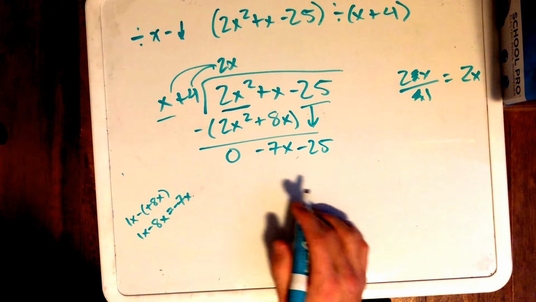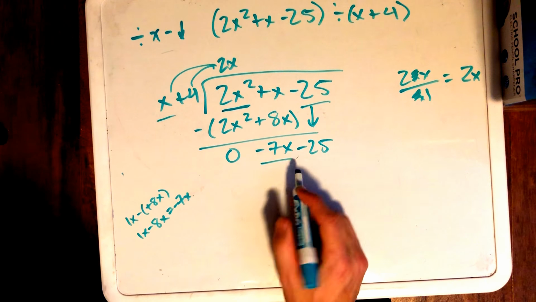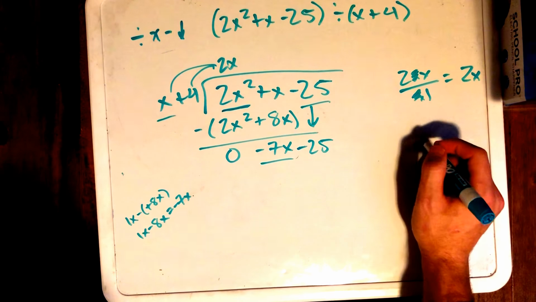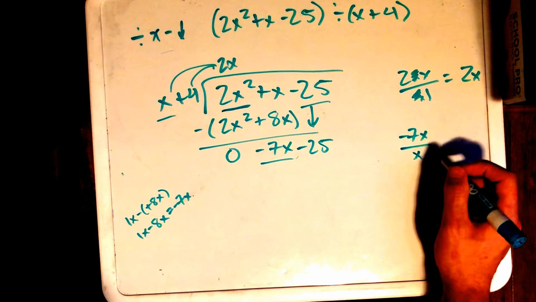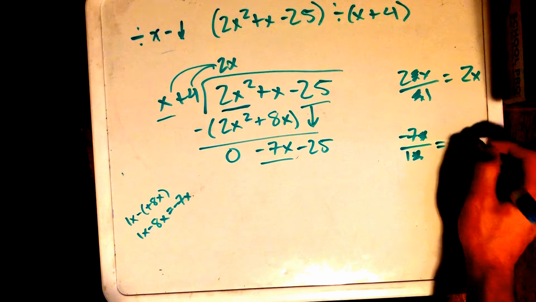And now we've done all 4 of our steps, so we're going to repeat them. Now we want to look at the first term of what's left of our dividend, minus 7x. We're going to divide it by the first term of our divisor. So we go negative 7x divided by x. All that we can do here is cancel some x's. We get negative 7 over 1, which is just negative 7.